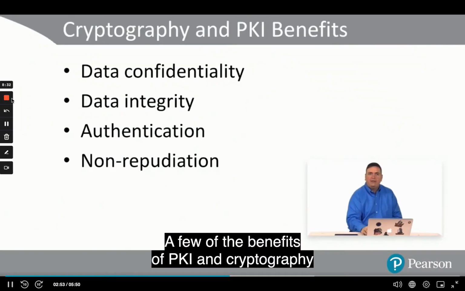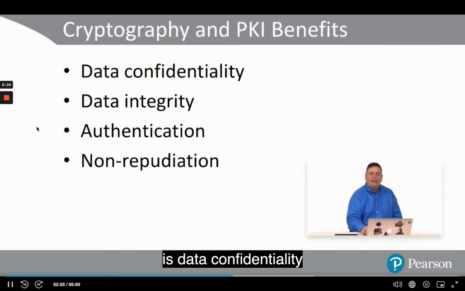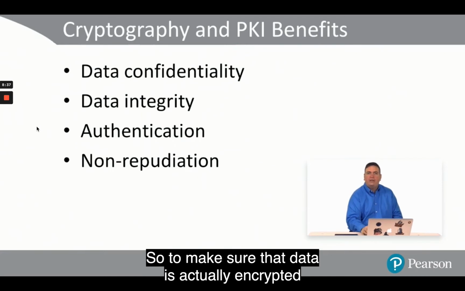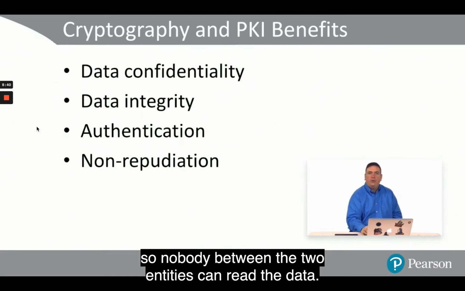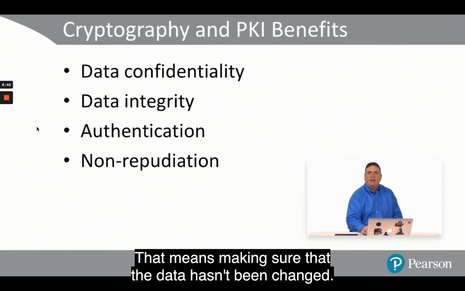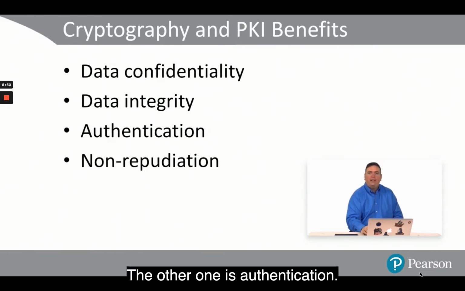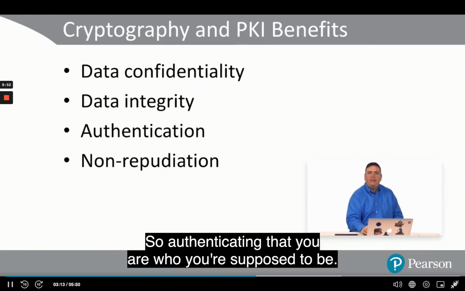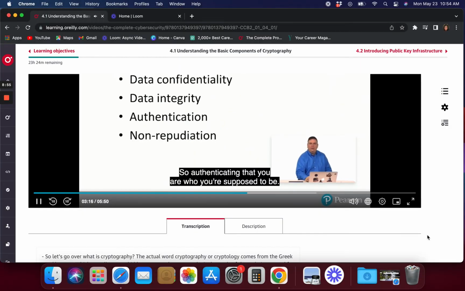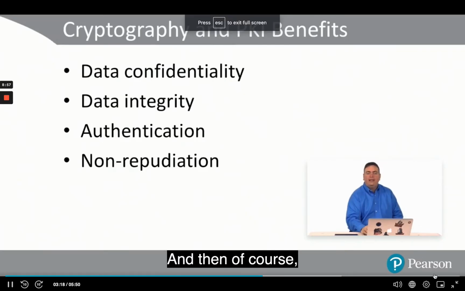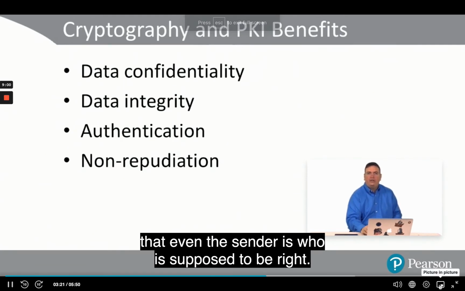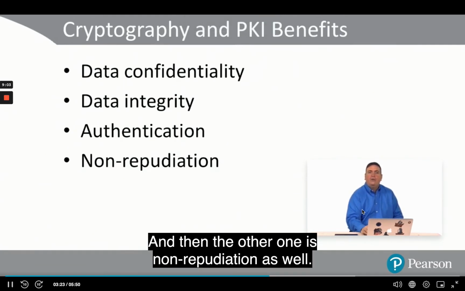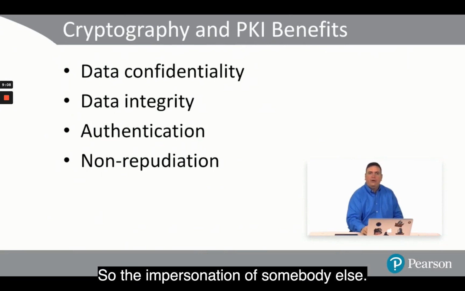A few of the benefits of PKI and cryptography is data confidentiality, right? So to make sure that data is encrypted, so nobody between the two entities can read that data. The other one is data integrity. That means making sure that the data hasn't been changed. The other one is authentication, right? So authenticating that you are who you're supposed to be, and then of course that even the sender is who they are supposed to be, right? And then the other one is non-repudiation as well, right? So preventing the impersonation of somebody else.